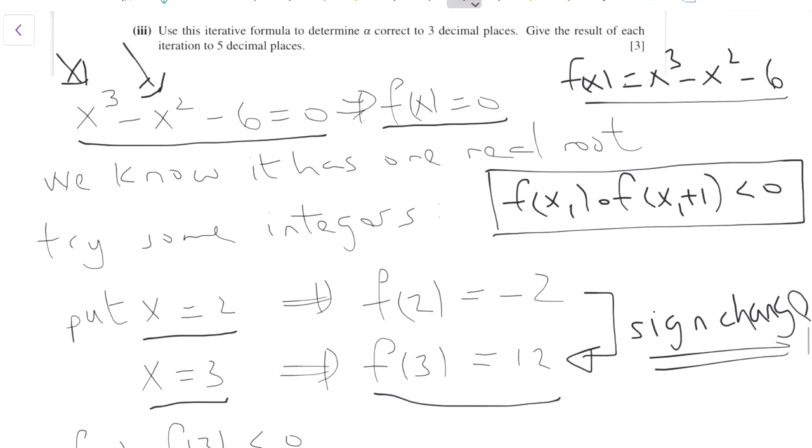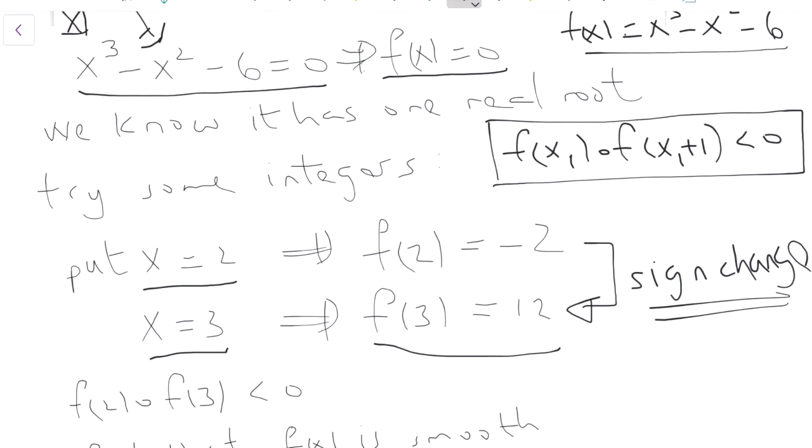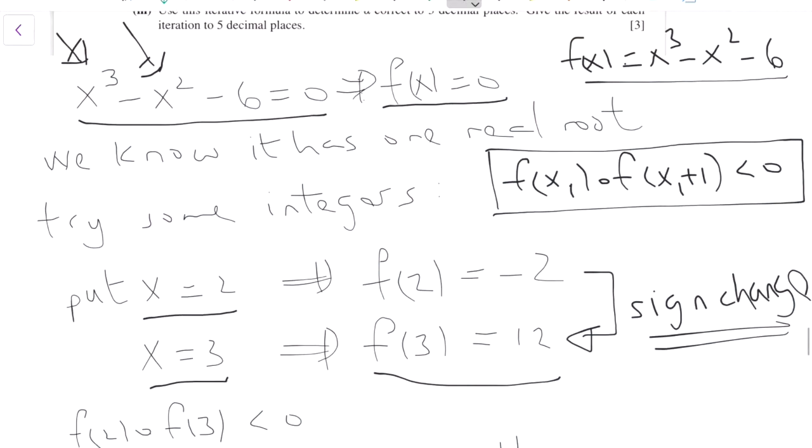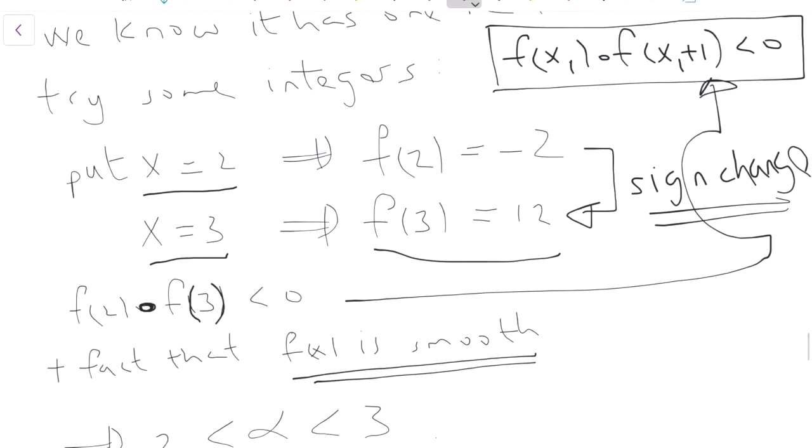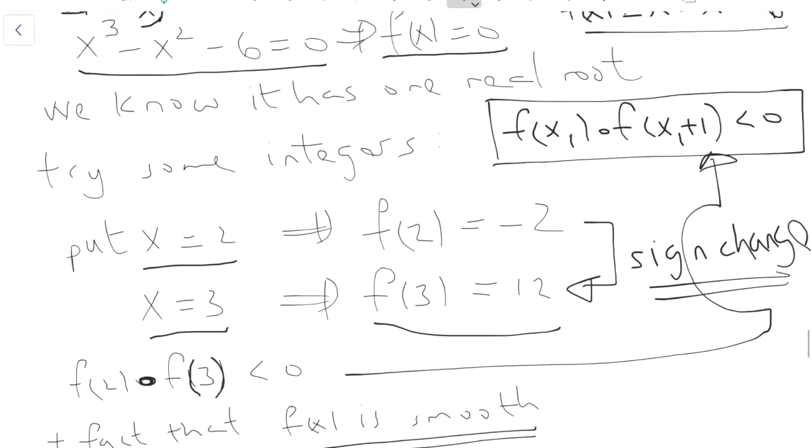And because f(x) is smooth, and by smooth I mean it's obviously a continuous graph, for these purposes smooth is enough, we can say that alpha has to lie between 2 and 3. This is exactly what we said. So alpha is between 2 and 3. So that answers the first part of the question.